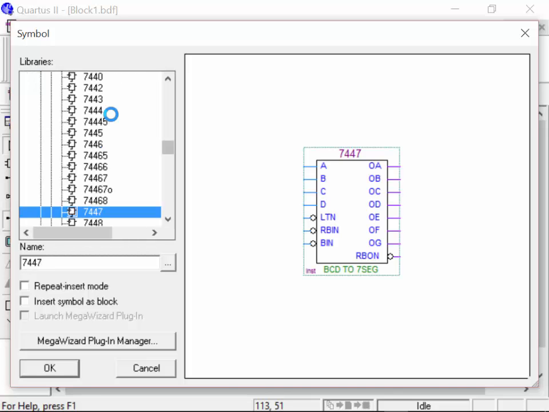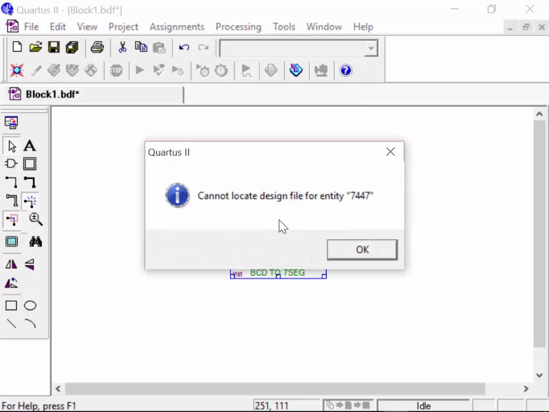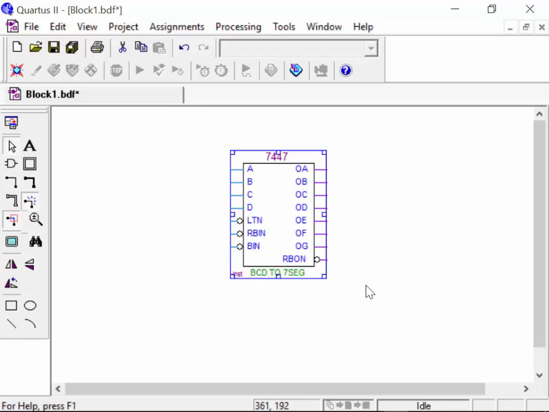There's the 7447, and as you can see, that's what it looks like. Again, it's a BCD to 7-segment display driver. Here are your inputs, here are your outputs. If you double click on that, it won't let me enter it. I thought it might give me the VHDL code for it, but it doesn't. But you don't have to design the 7-segment display decoder driver. It's already built. What it basically does is each one of these is an output based on A, B, C, D.